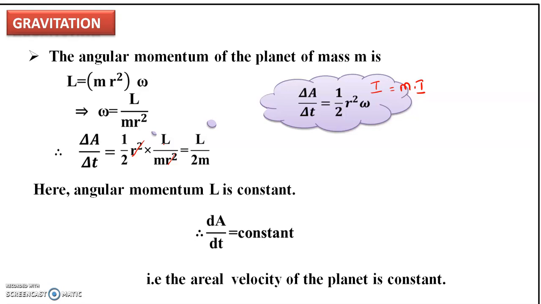What is dA by dt? dA by dt is the areal velocity of the planet, which is constant. We proved that the line joining the sun and the planet, which we called the radius vector, sweeps out equal areas in equal intervals of time. That is the second law of Kepler.